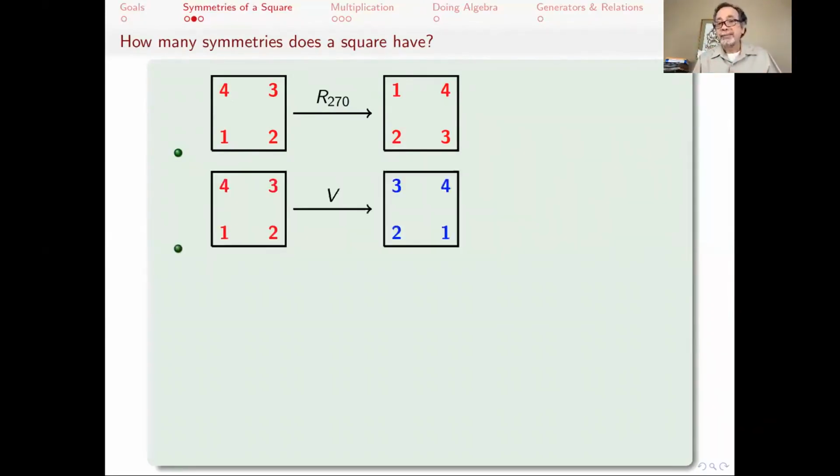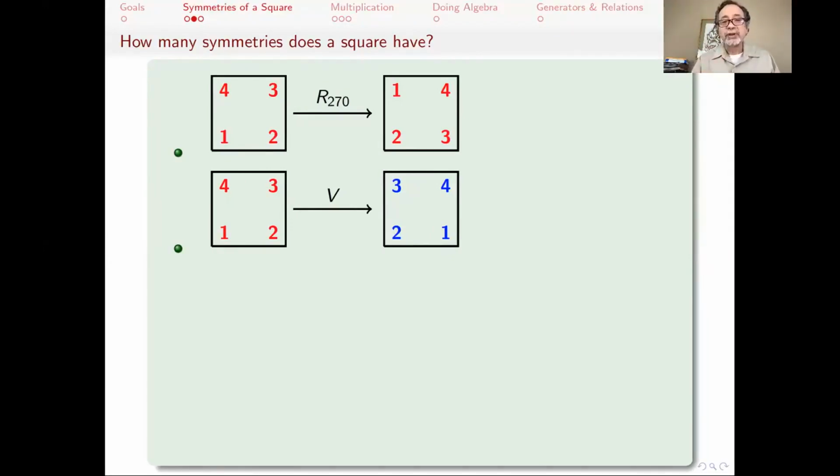We also have flips. For example, this is a vertical flip. You can imagine a vertical axis of symmetry going right down the middle and then flipping your square about that axis. If you take your square and flip it, the places of corners 1 and 2 switch and corners 3 and 4 switch. I colored the labels on the other side blue so that we know when we're looking at the front side or the back side. Flipping is a reasonable symmetry.